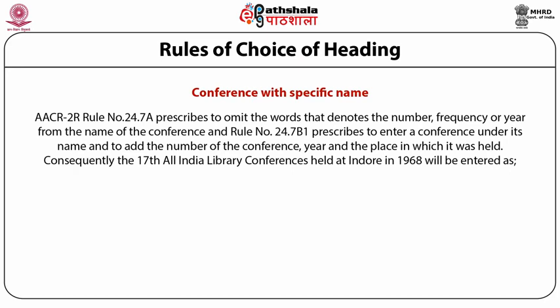AACR2R rule number 24.7a prescribes to omit the words that denote the number, frequency or year from the name of the conference, and rule number 24.7b1 prescribes to enter a conference under its name and to add the number of the conference, year and place in which it was held. Consequently, the 17th All India Library Conference held at Indore in 1968 will be entered as All India Library Conference (17th, 1968, Indore).